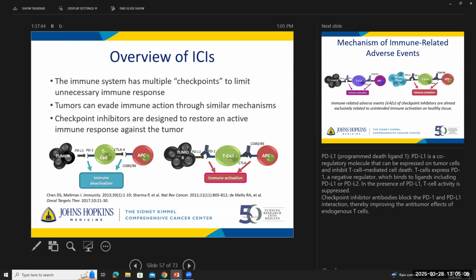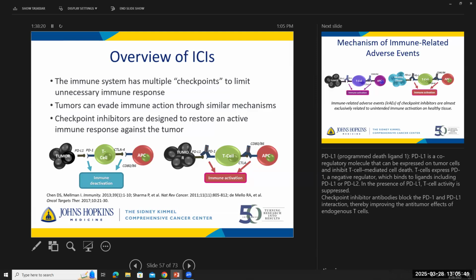The immune system, for good reason, has various checkpoints to make sure that it stays in line and it's not inappropriately responding to self-antigens or inappropriately ignoring foreign material, okay? So there are multiple checkpoints to make sure that the immune system is staying on the straight and narrow. Tumors can override or evade the immune system by interfering with some of these checkpoints, okay?